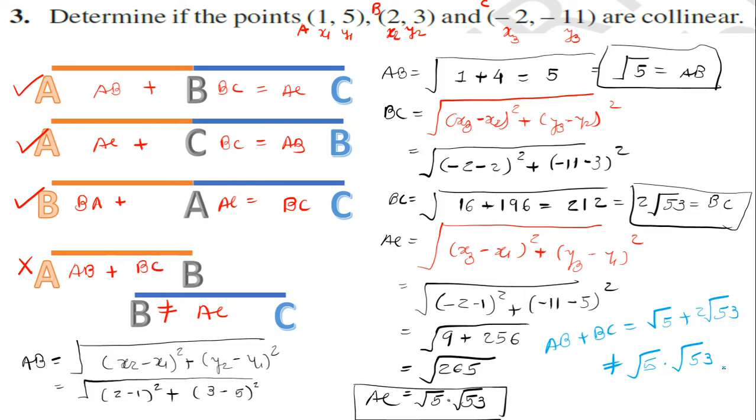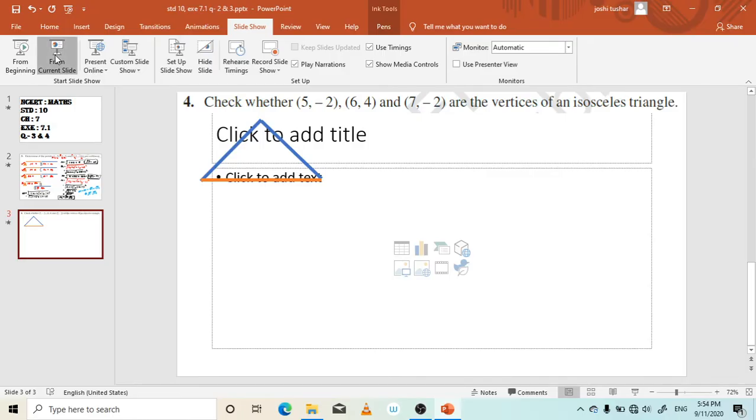It is not. So here you can say that your points are non-collinear. These points are not collinear points. These points do not exist on the same line. That you have to write in statement form. Let us go ahead.